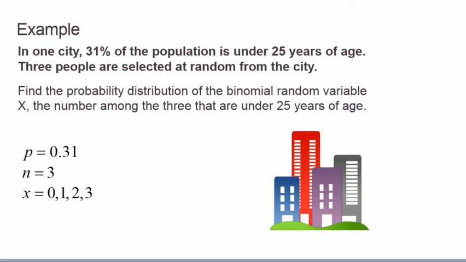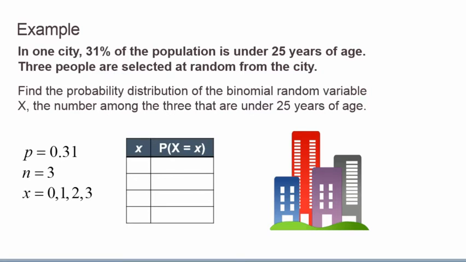We want to create a binomial probability distribution, which means we're going to list our discrete random variable and then list its probability. For this problem, X will be 0, 1, 2, 3. Those are all of our possible successes. To find the probability for each value of X, instead of using the formula 4 times, we're going to use the calculator.